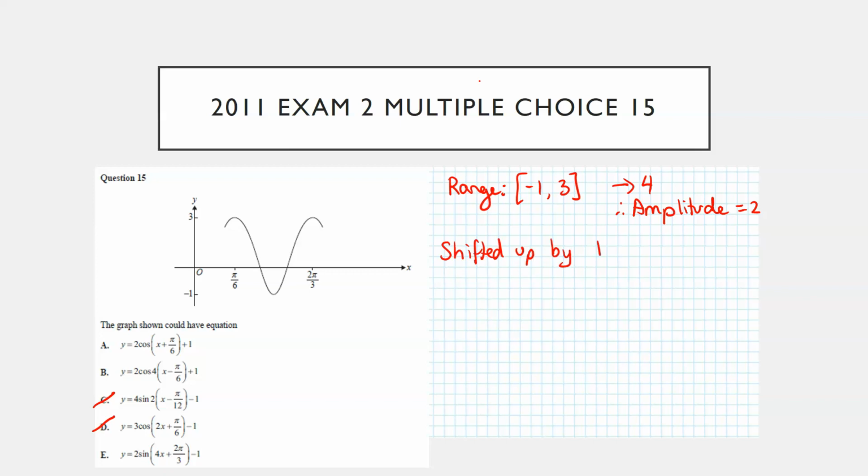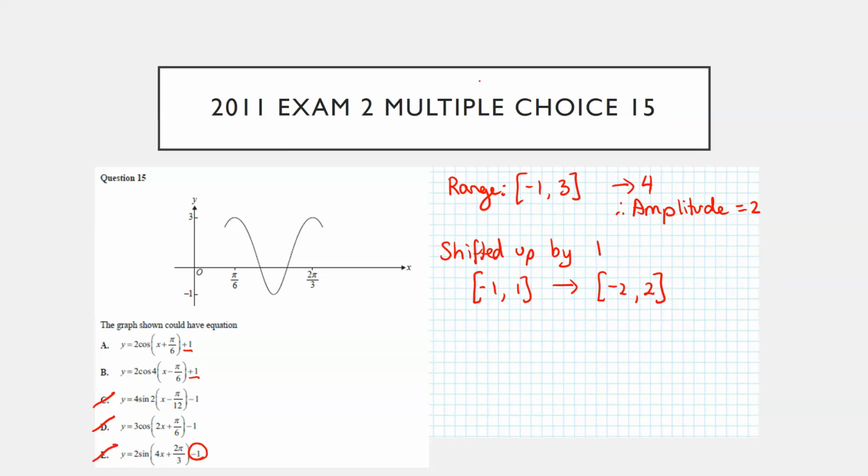How do we know this? Well, usually the range is negative 1 to 1. An amplitude of 2 would mean it would go from negative 2 to 2. But instead, our range is negative 1 to 3. So it's been shifted up by 1. Now, unfortunately, we've still got 2 options here left, A and B. But we can cross out C, since that goes down by 1.